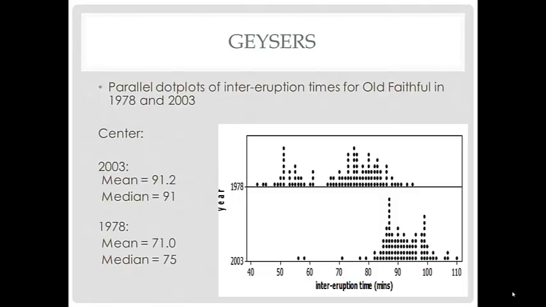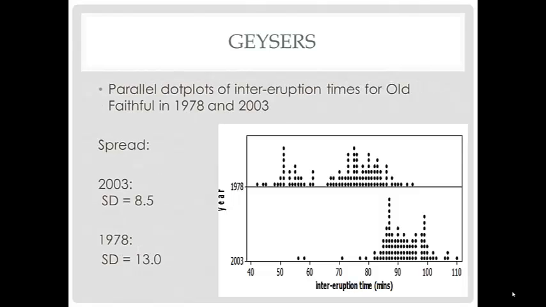When we talk about center, we can talk about both the mean and the median, and we can compute those for both 2003 and 1978. And one of the goals of this analysis is to compare how the eruption times are different between the 2 years. And so we can see in 2003, the average eruption time is quite a bit larger, as is the median, compared to 1978.